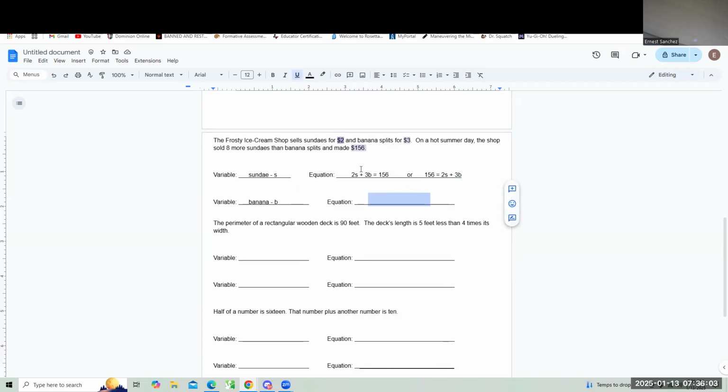And then the only thing I have left is the number 8. So S plus B equals 8. Now this is what we're normally used to. The only difference that I see on here, if we read it, is that the shop sold 8 more sundaes than banana splits. More usually means subtraction. So that one's a little bit tricky because we're not used to that. So the shop sold 8 more sundaes than banana splits.